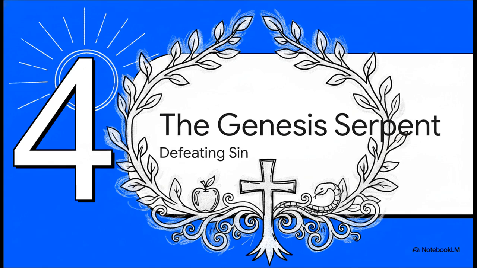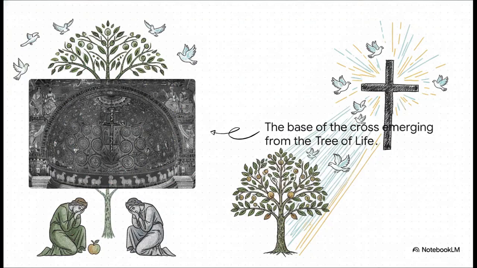defeating the Genesis serpent. So let's look at where the cross is actually planted. If you follow it all the way down, the dark wood is quite literally emerging from a green, leafy base at the bottom. By doing this, the artist is making a direct, bold comparison to the Garden of Eden, showing us that the cross is the new tree of life. Think about it. The original tree, the tree of knowledge, brought sin and death into the world through Adam and Eve. But this new tree, the cross, brings salvation and life through Jesus.